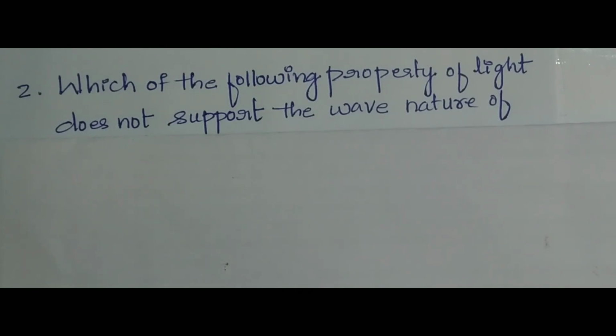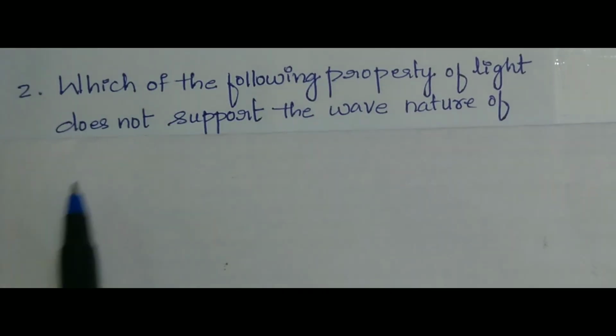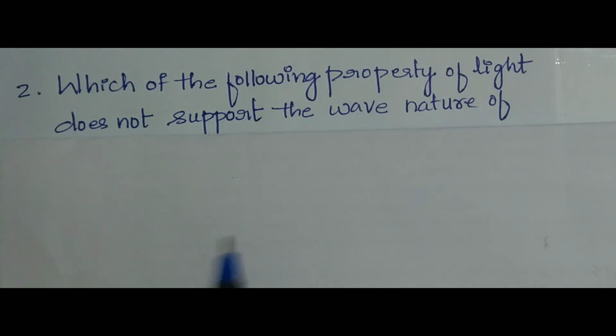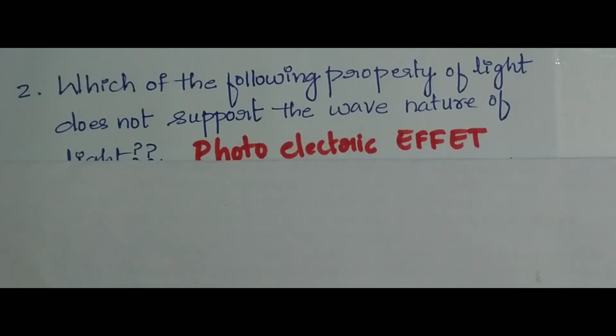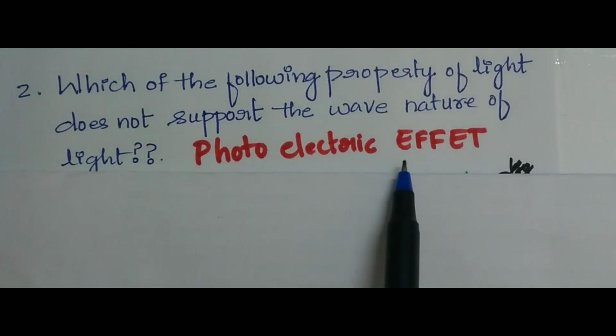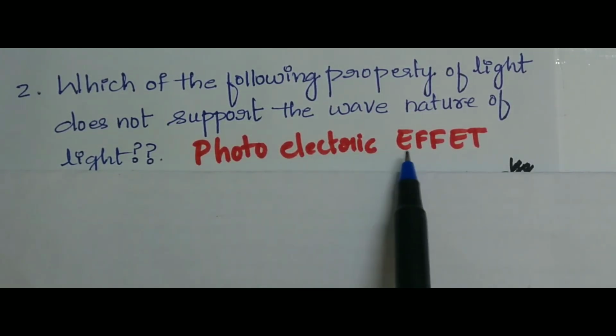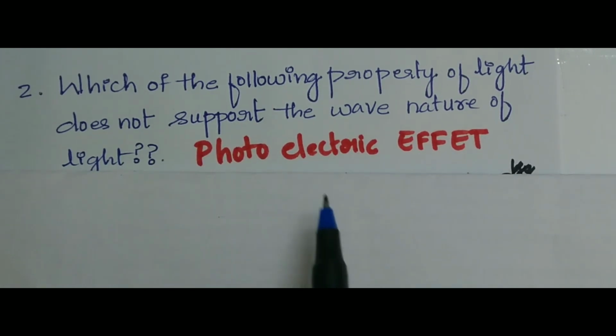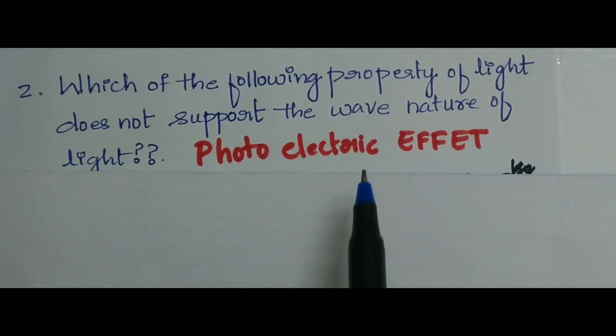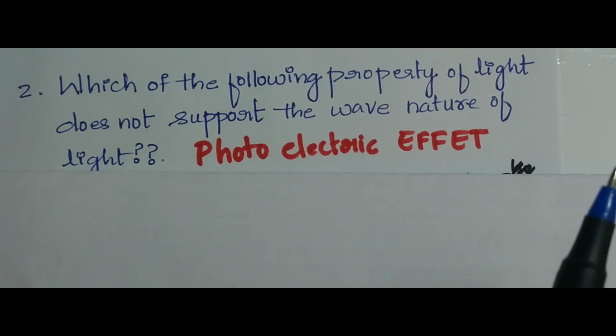Second question we have, which of the following properties of light does not support the wave nature of light? So we know that light has dual nature. One is the particle nature and the second one is the wave nature. So here the wave nature does not satisfactorily explain the photoelectric effect, since the photoelectric effect shows the particle nature. Here the photoelectric effect is shown by photons, which are packets of energy.